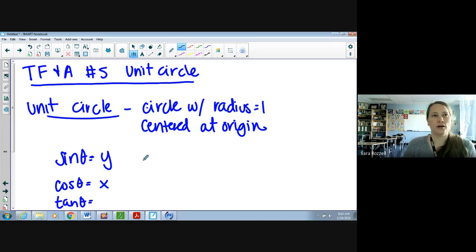Tangent in our other one with our terminal points was y over x. There weren't any r's in there, so this is also just going to be y over x. Nothing for us to change. So if you have an ordered pair from your unit circle and you want the tangent, we're simply going to divide the y value by the x value.